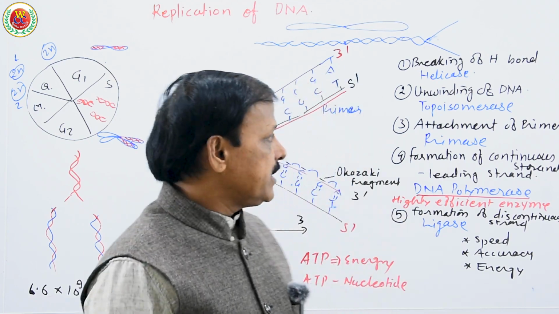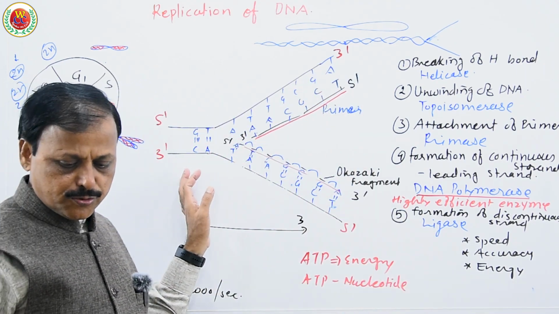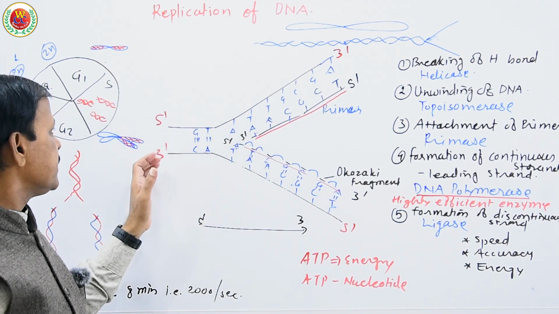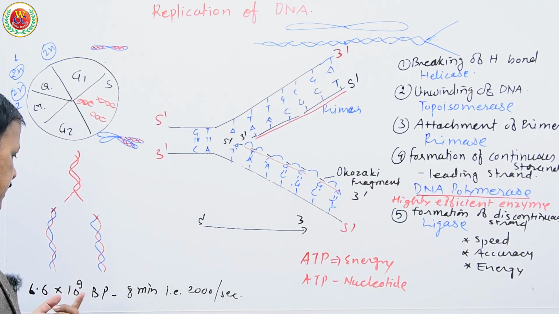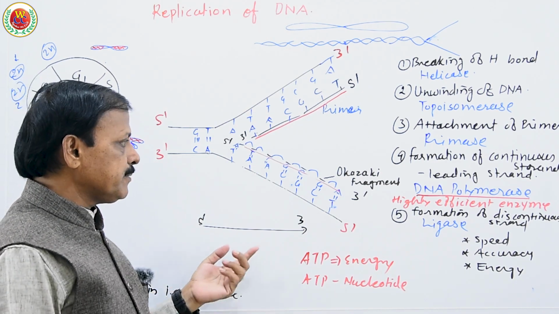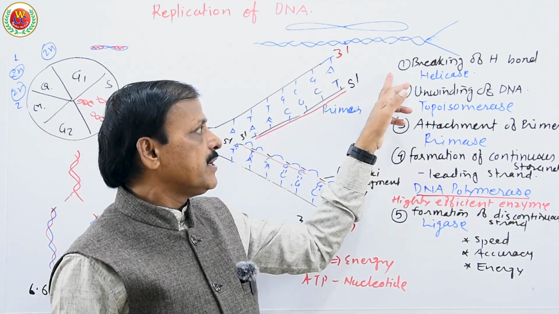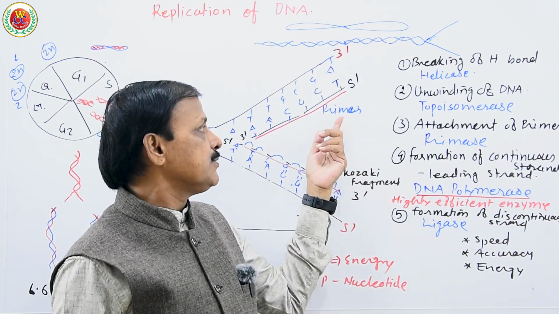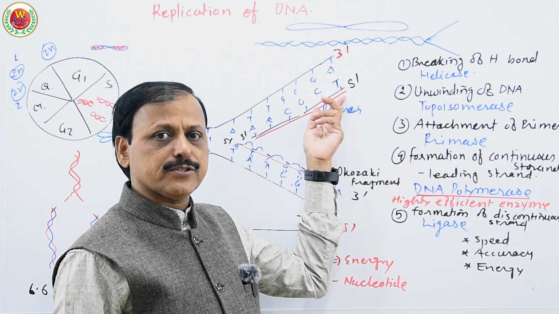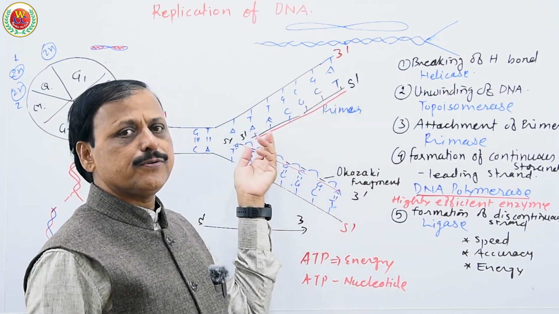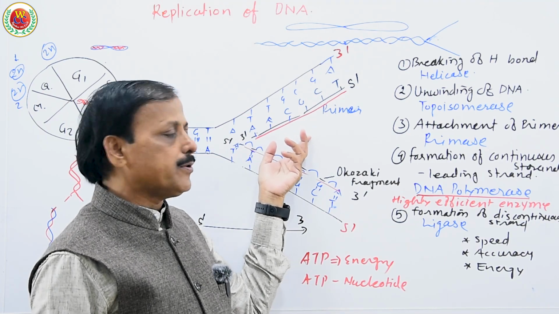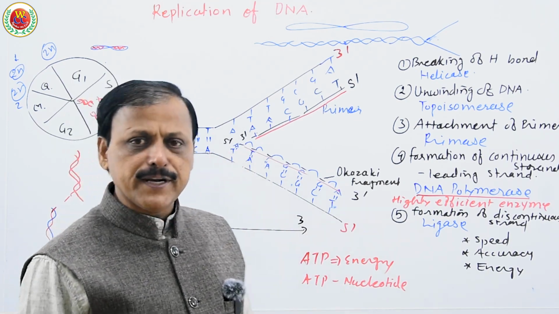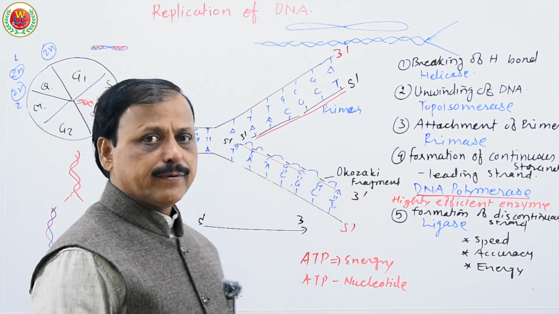So here we understood replication of DNA. Once again, to summarize, the formation of two DNA double helix structures from a single double helix is known as replication of DNA. It occurs during the synthesis phase. It takes 8 minutes or 2000 per second. It has 5 steps. One, breaking of hydrogen bonds so as to separate the two strands; unwinding of DNA so that it gives a chance for attachment of primer in presence of the enzyme primase; formation of the continuous strand in presence of DNA dependent DNA polymerase; as well as joining of the opposite fragments in presence of ligase enzyme, so as to have complete synthesis of the DNA double helix.